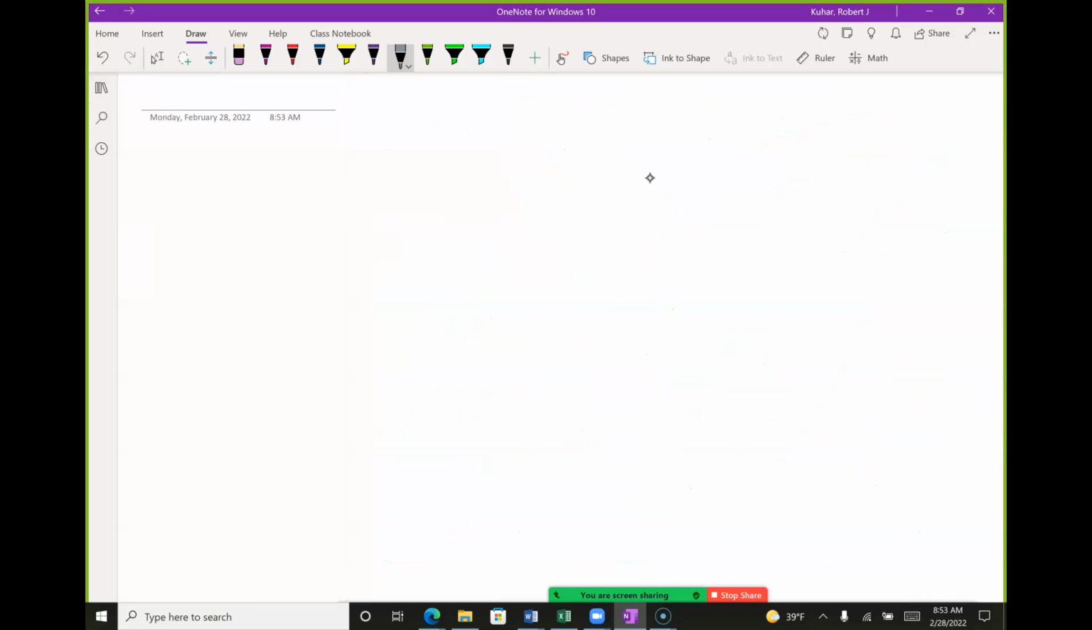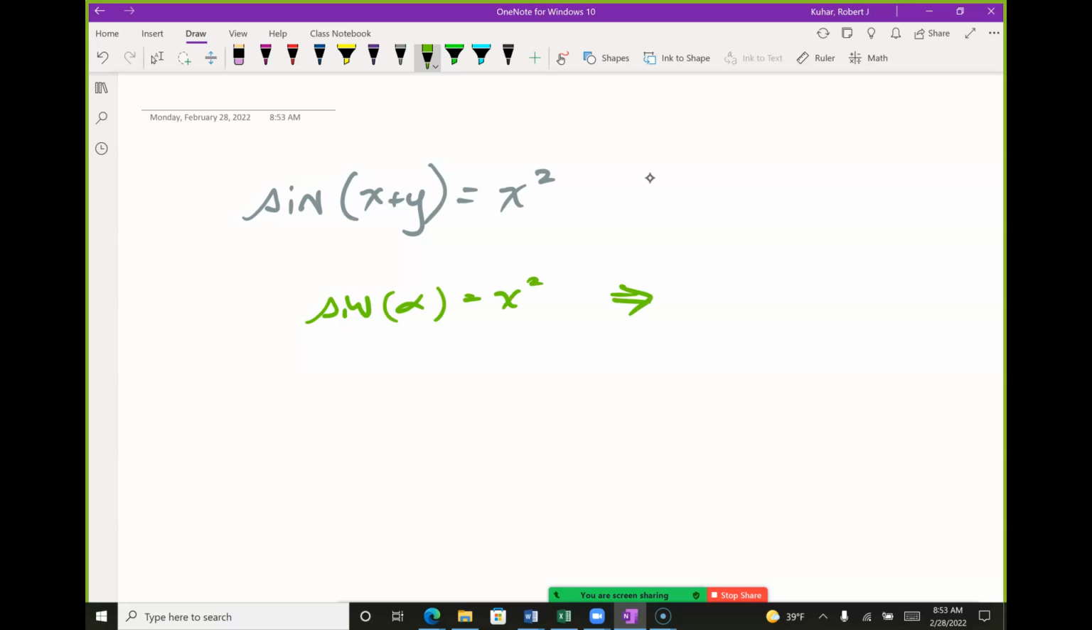Let's say sine of x plus y is equal to x squared. Instantly I see what? Because I have a trig. What do I see instantly? Right triangle. So sine of alpha equals x squared is going to give me this triangle, which I may or may not have to go back to.